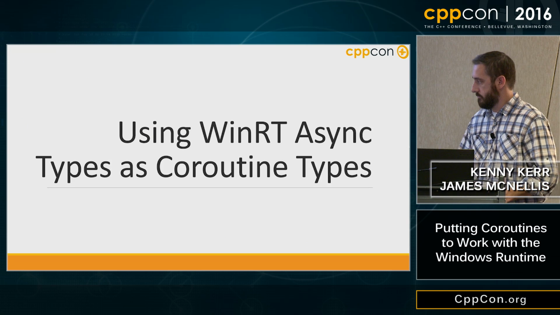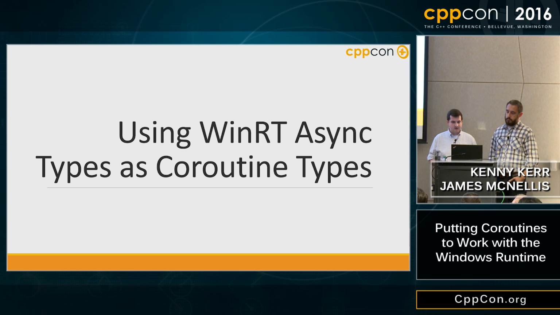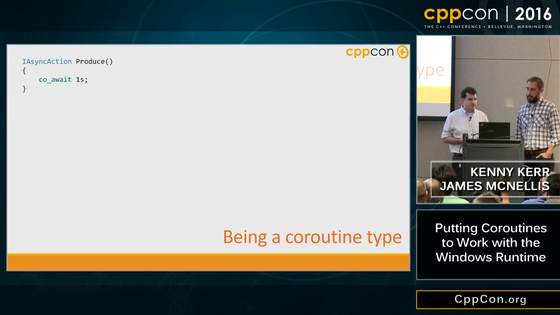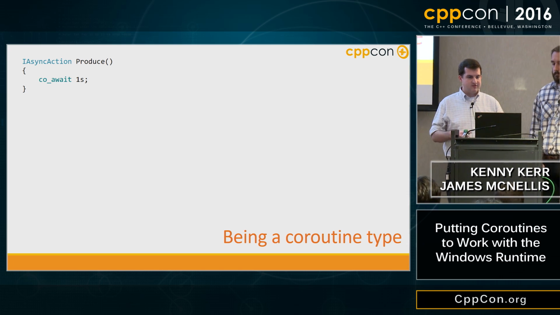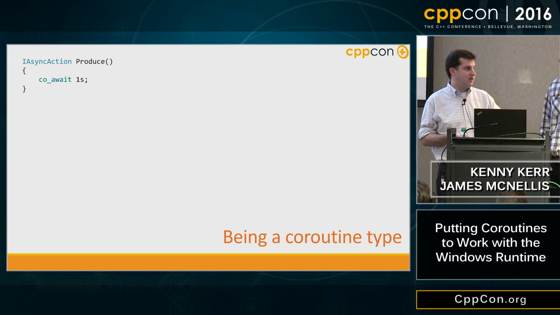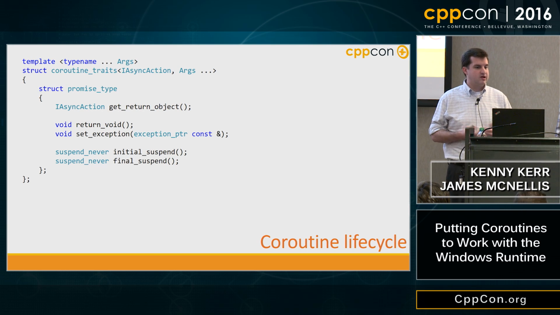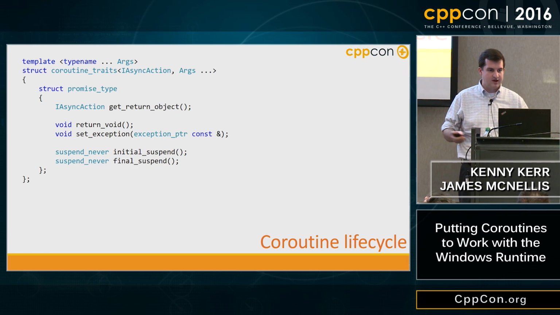James. All right, so what do we have to do in order to make these Windows Runtime async types usable with coroutines? So the first thing to note is what makes it a coroutine type to begin with. For example, this IAsyncAction type, we have to implement certain things for it in order for it to be usable as a coroutine type. And so what we're going to do is specialize coroutine traits for this type. This is a partial specialization, so it'll work for any coroutine that returns an IAsyncAction. We have similar specializations for the other three interfaces.